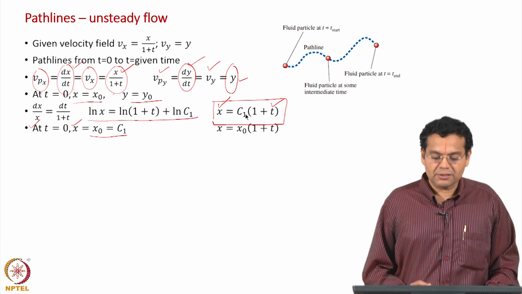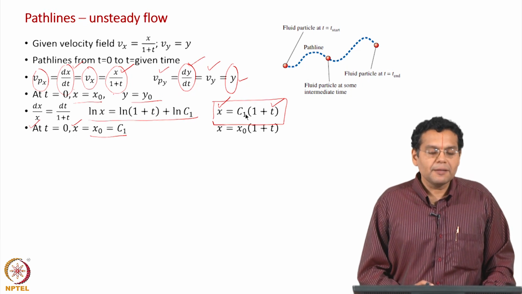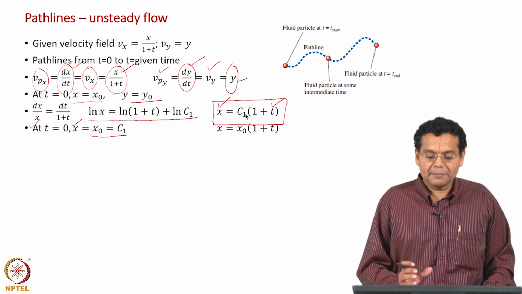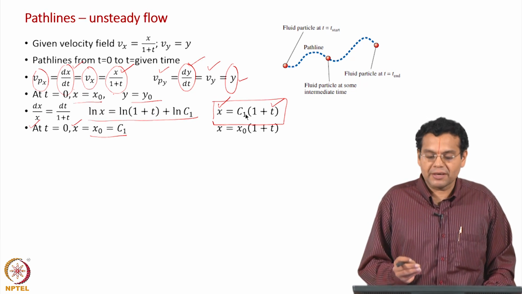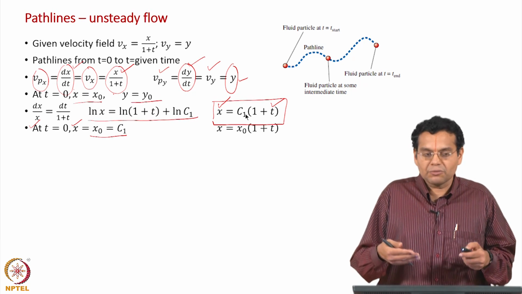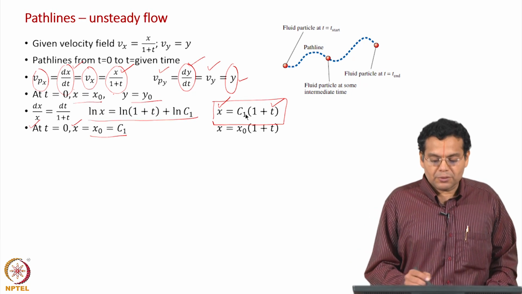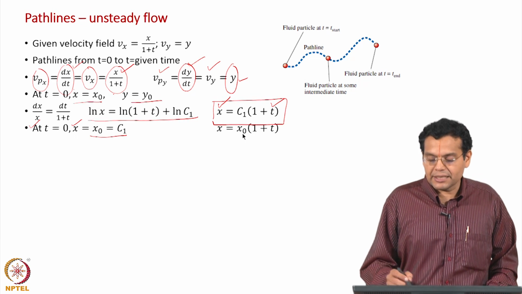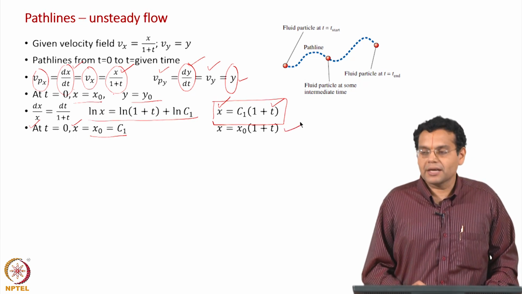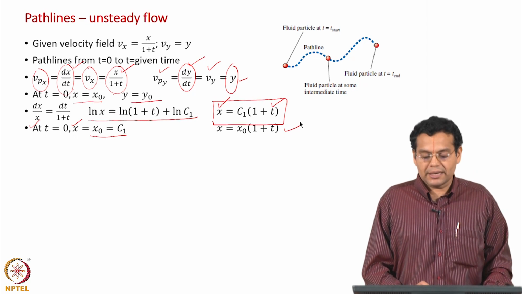So, we evaluate this constant. Please keep this in mind when we later discuss streak lines: there will be a difference in the way in which we evaluate the constant, because the condition that we know there is different from what we know here. So, we know the initial condition t equal to 0, x equal to x naught. So, we get this expression for the x coordinate.